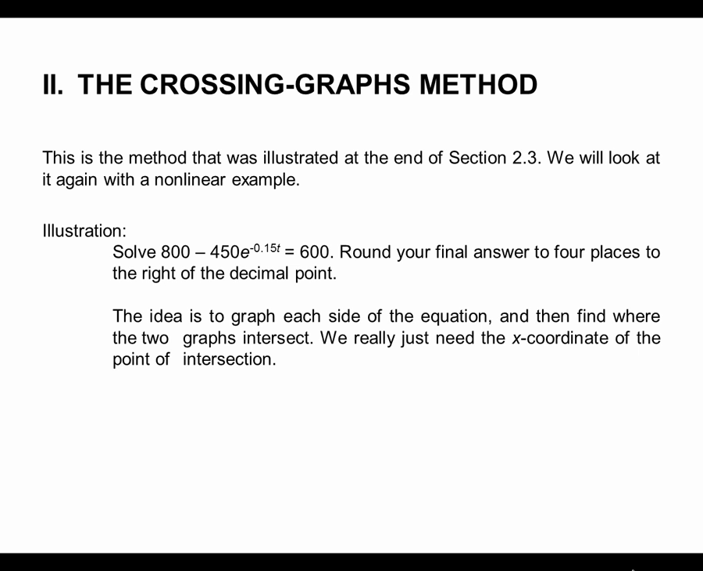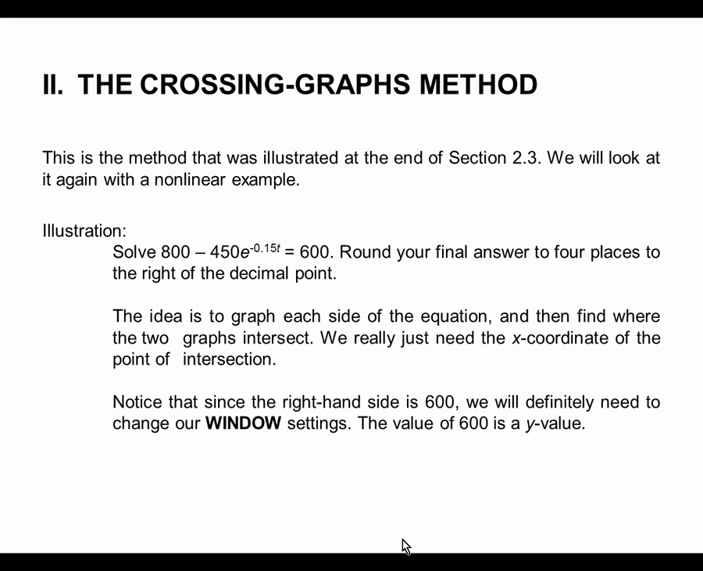So the idea is to graph each side of the equation and then find where the two graphs intersect. We really just need the x-coordinate of the point of intersection. Remember, the calculator is going to give both x and y. We just care about x. Now remember that t will be played by x in the calculator. Notice that our right-hand side is 600, so we'll definitely need to change our window settings. The value of 600 is a y value, so we're probably going to need to change our y max.